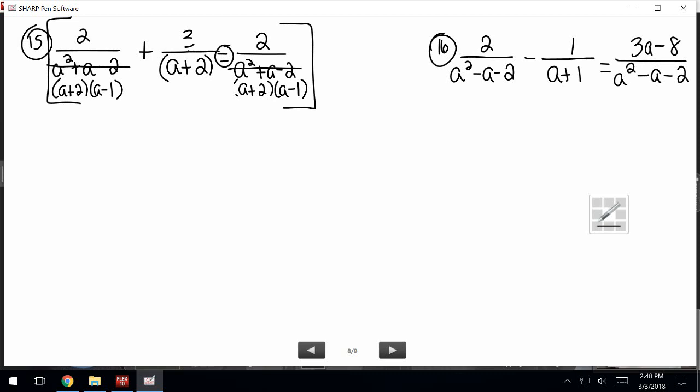We're going to multiply by the least common multiple. So because we have an equal sign, we're going to multiply by the least common multiple, which is a plus 2 and a minus 1. And we're going to distribute that to all of these. So once again, I'm going to write these steps. Most of you don't need them anymore, but I'm still going to write them.